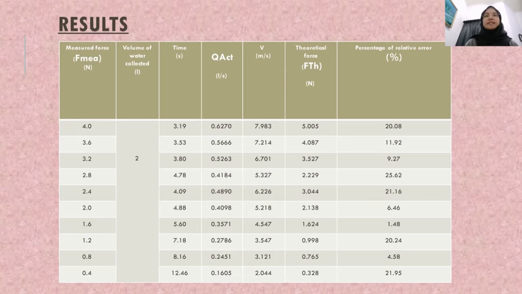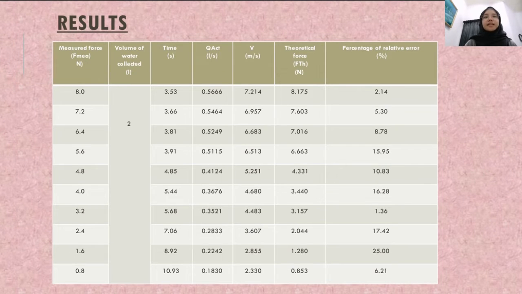Table 1 is the data for the flat plate. The flow rate is calculated by the volume of water collected over the time taken. The velocity is calculated by flow rate over the area of the nozzle, while the theoretical force is calculated by the force theory equal to rho times area of the nozzle times v squared. The percentage of relative error is calculated by measured force minus the theoretical force, over the theoretical force, times 100 to get the relative error in percentage.